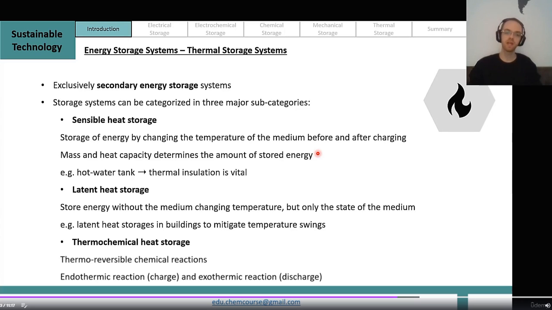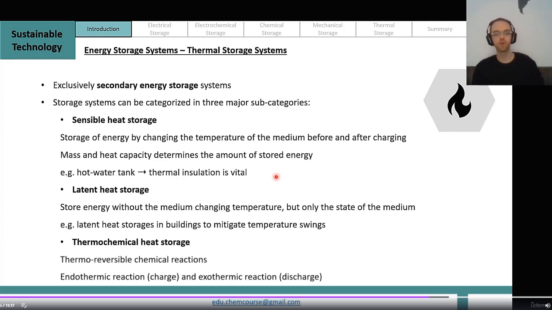And as I already said, you will have your hot water in a kettle, for example, and you might want to store this in a hot water tank if you really want to use it for storage purposes. And it becomes obvious pretty quickly that thermal insulation is something very vital, because once your water cools down, you will lose energy, or simply you will dissipate energy to the surroundings, and this kind of heat energy will not be usable anymore.